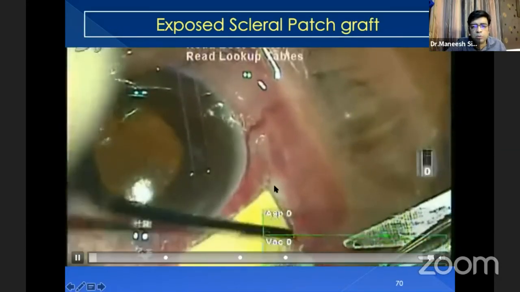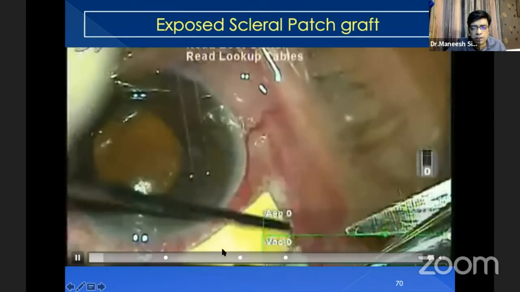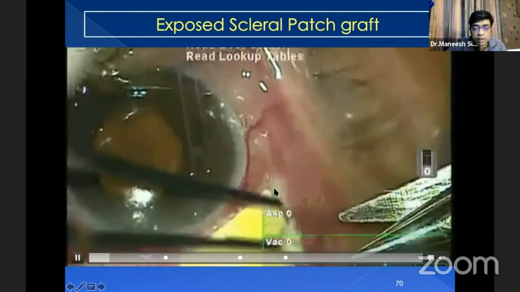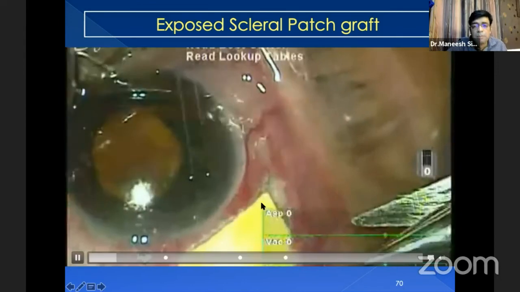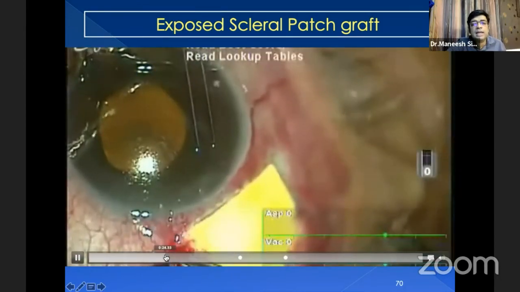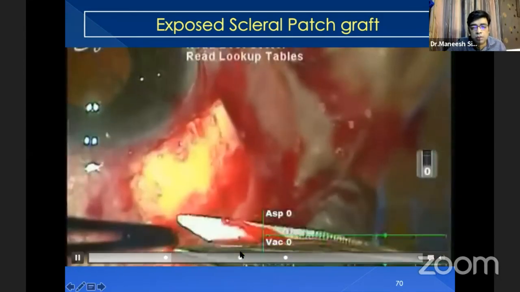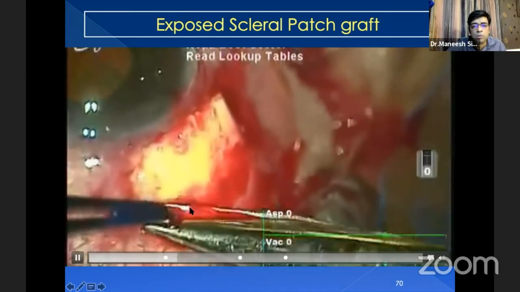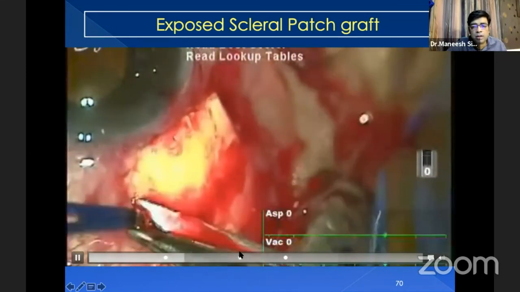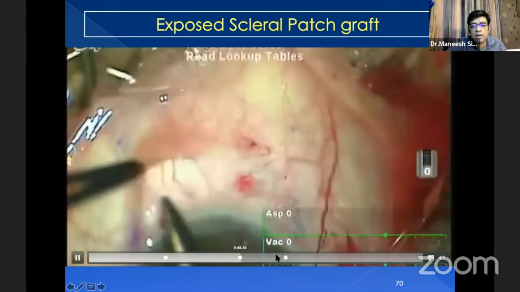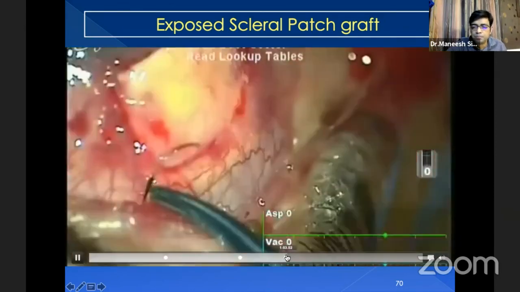This is another case where post-operatively there was a tissue retraction, and the scleral patch graft was exposed. In that case, you can trim the tissue, and then you can take a graft from inferiorly and cover it.